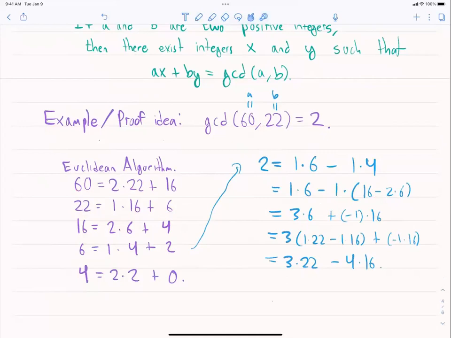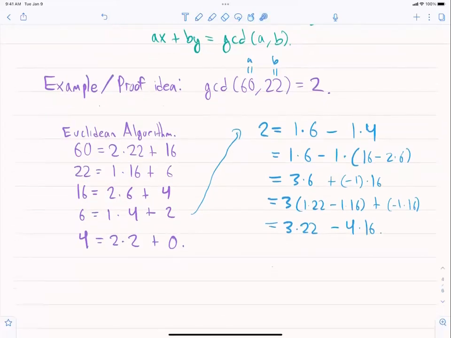Good. So we keep on going, and we have a 22 now. And 22 is one of the numbers we started with. So it's good to have some multiple of 22, but we need to get rid of the 16 still. And so we use this last equation at the top. 60 is equal to 2 times 22 plus 16, and we solve for 16. We get 3 times 22 minus 4 times 1 times 60 minus 2 times 22.